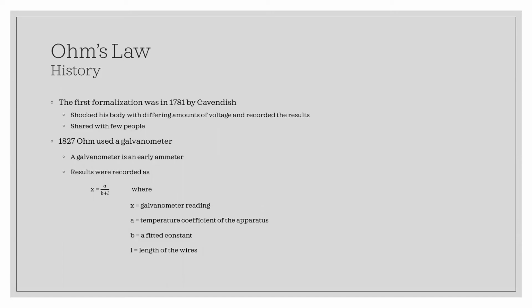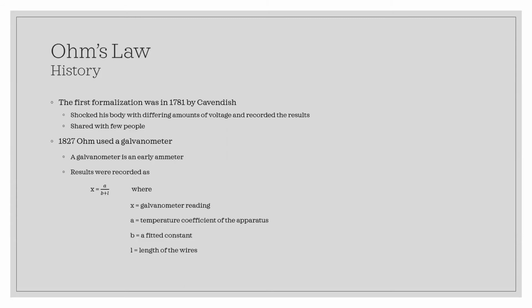The first formulations were actually set down by Cavendish. His procedure involved touching batteries of increasing strength and then writing down how much it hurt. He discovered that if a battery is twice as strong, it hurts twice as much, and that there is a linear relationship between the battery strength, the voltage, and how much current flows through an object or a resistor, where he himself was the resistor. Unfortunately, he didn't share this with very many people, so it stayed private among him and a couple of his colleagues.